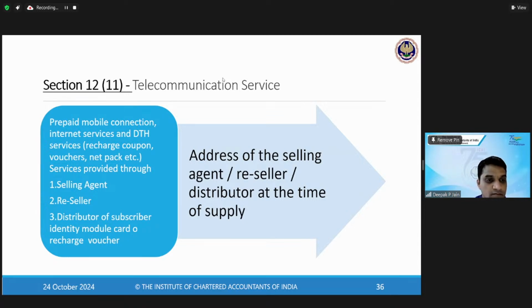Yes, sir. I am asking you that in the Wi-Fi case, who is the receiver, who is the supplier, and who is the consumer? यही समझ में नहीं आया सर.